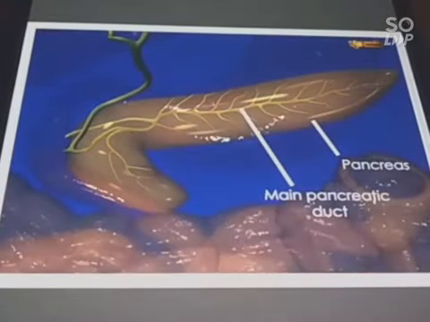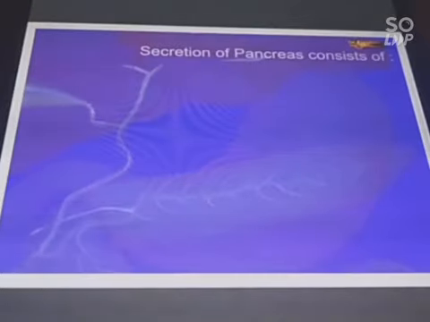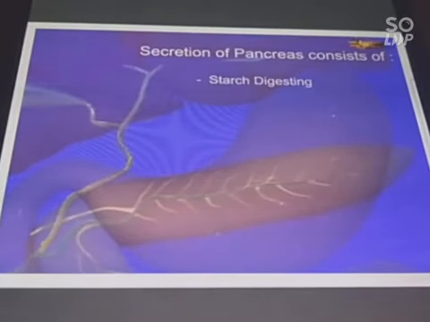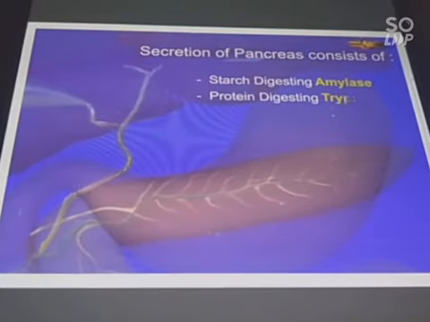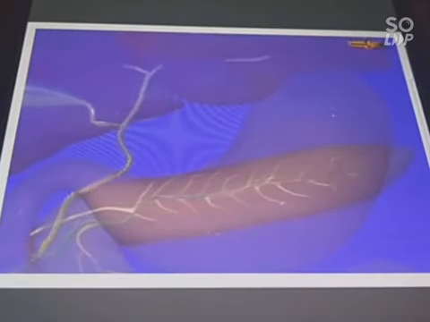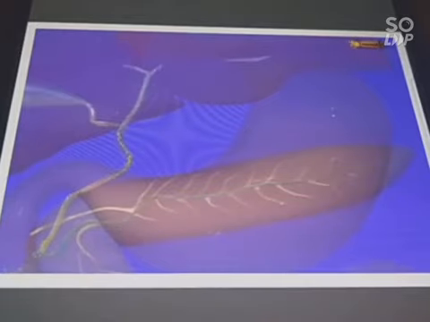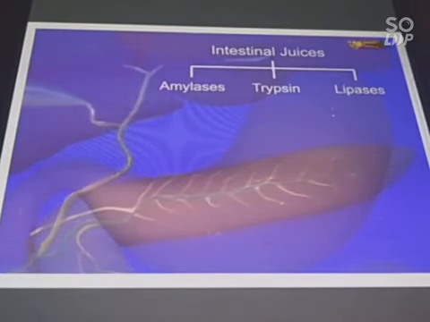Pancreas is a large whitish-colored gland situated behind the stomach. Its secretion consists of starch-digesting amylase, protein-digesting trypsin, and fat-digesting lipases. Duodenum receives secretion from the liver via gallbladder, that is, bile, and pancreatic juice from the pancreas through a duct. Inner lining of the small intestine contains glands which secrete the intestinal juice. Therefore, these juices consist of amylases, trypsin, and lipases.